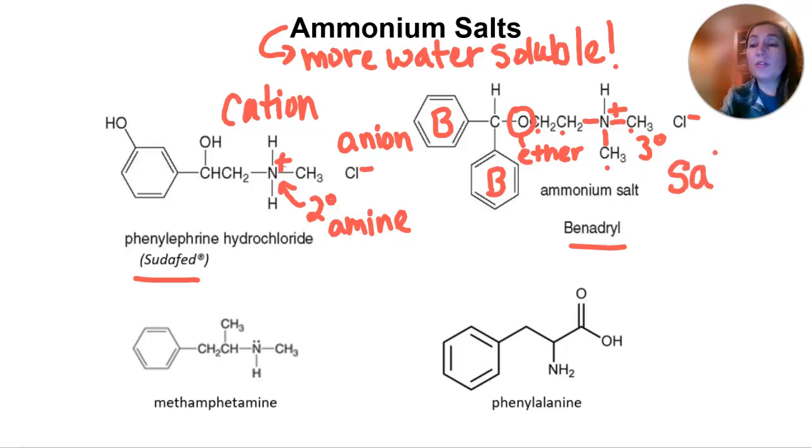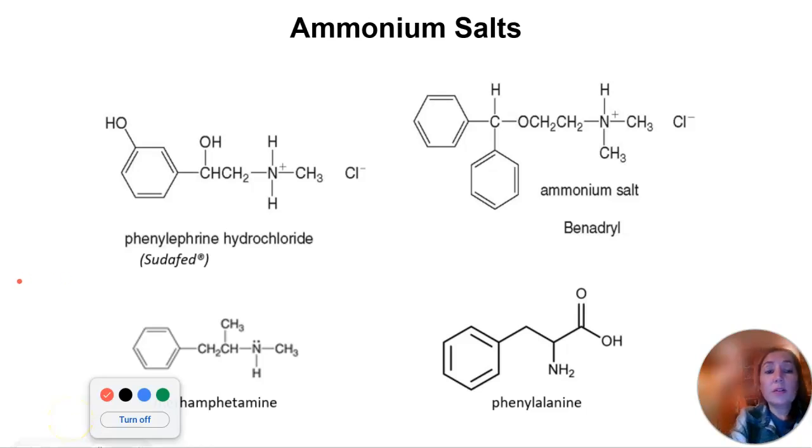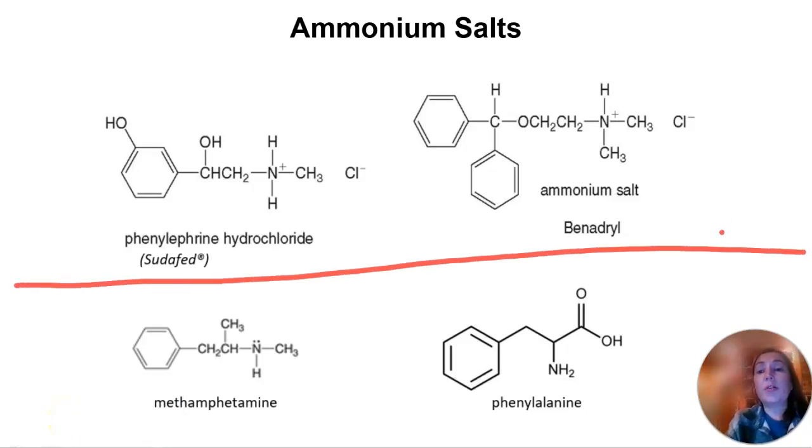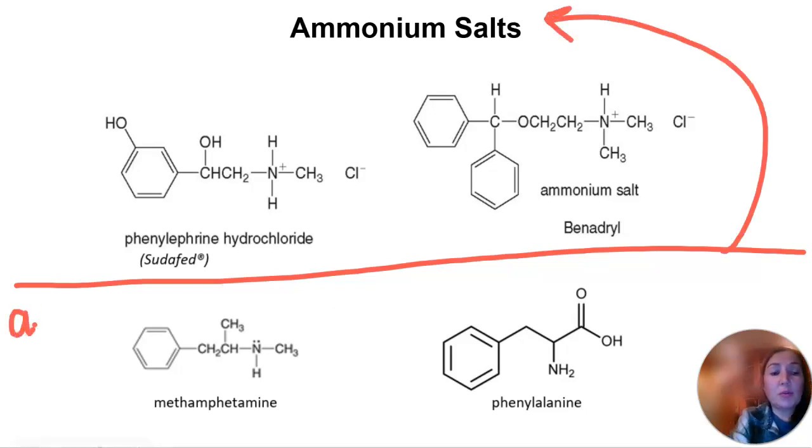Our definition of salt is about having a cation and an anion. So if our amine is in its cation form, and then we've got our chloride anion, we've made a salt. Okay, so Sudafed and Benadryl were both ammonium salts. But now we have just a few more amines to identify before we move on. These are back to our old-fashioned amines, not ammonium salts. But they're important examples. We've got methamphetamine.